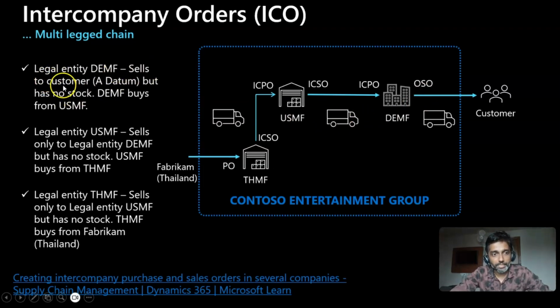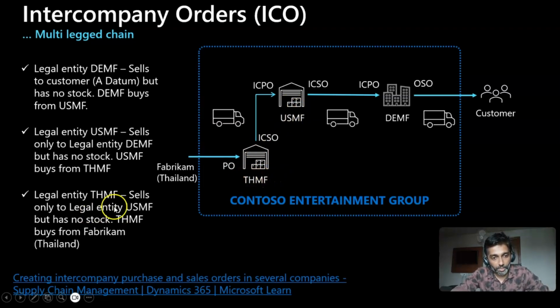Let's say legal entity DEMF sells to customers, but DEMF buys stock from USMF. So every time it wants to sell a mid-range speaker, it will buy stock from USMF. And legal entity USMF sells only to legal entity DEMF. Let's imagine USMF is not directly selling to customers, and it always sells only to DEMF. USMF also buys stock from THMF. So USMF is also not a manufacturer, but a trader, and USMF generally buys this mid-range speaker always from the Thailand manufacturing unit.